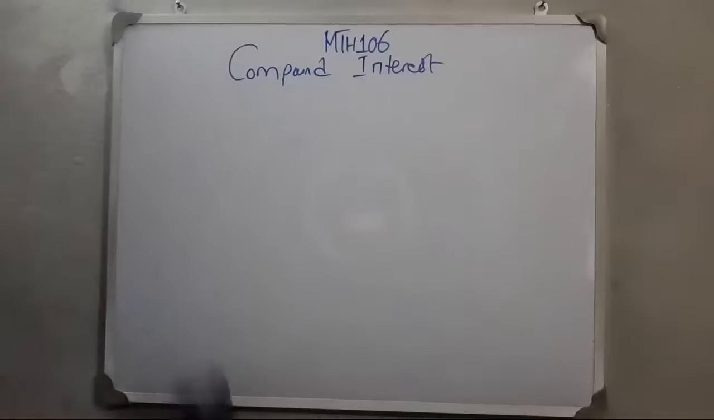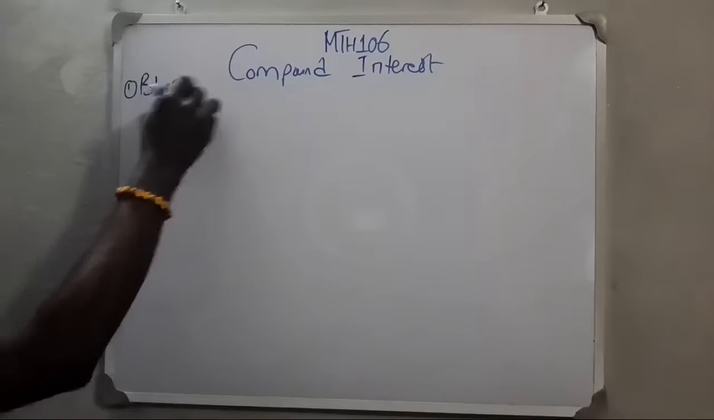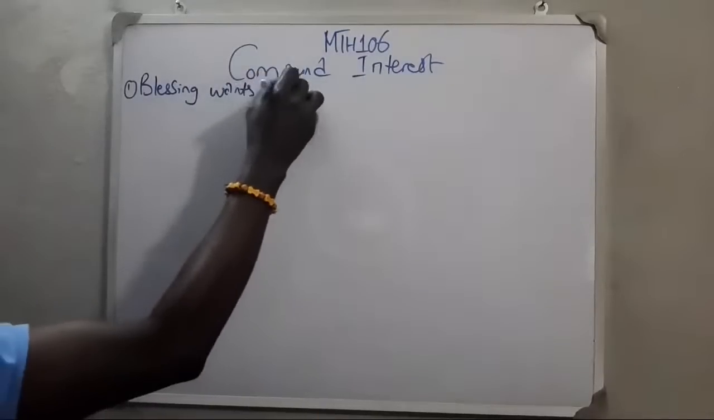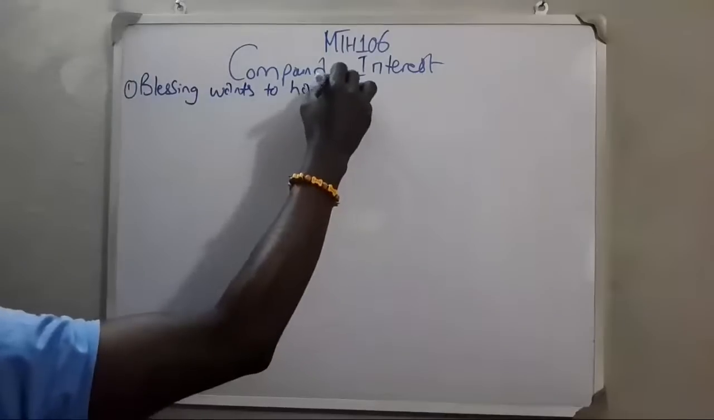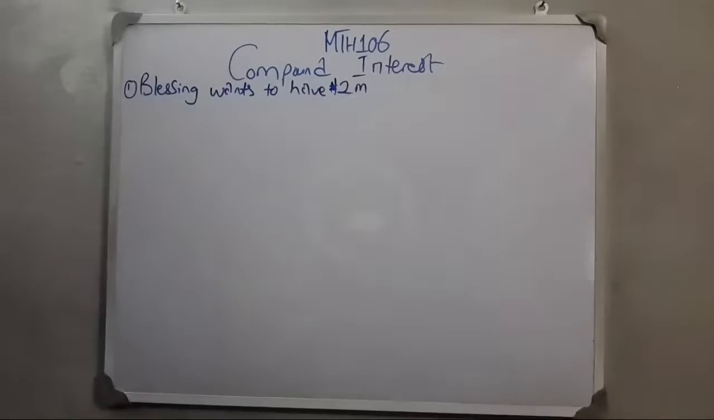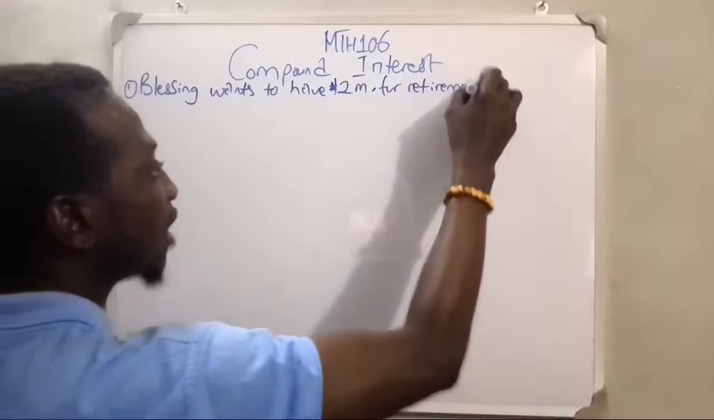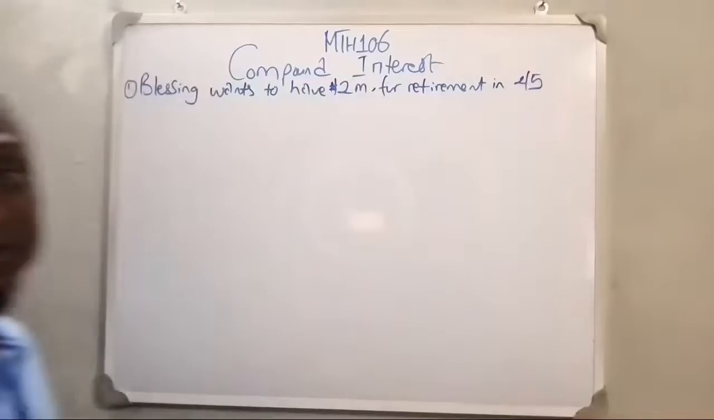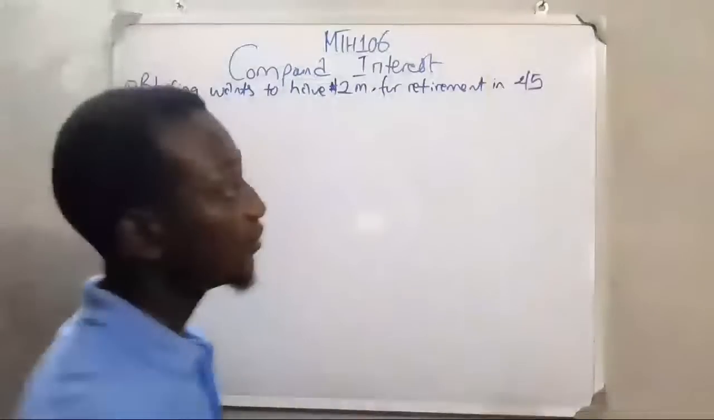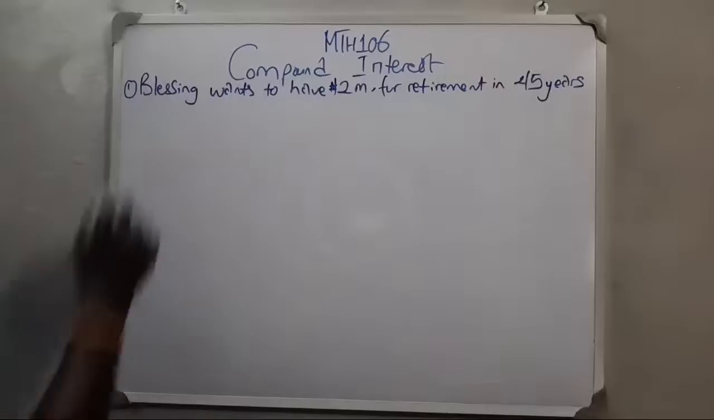So the question says, Blessing wants to have 2 million naira for retirement in 45 years. Now she invested in a mutual fund.